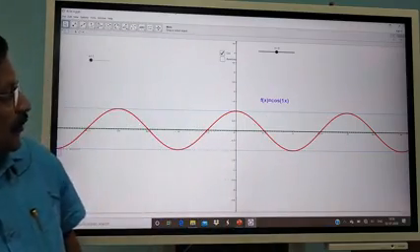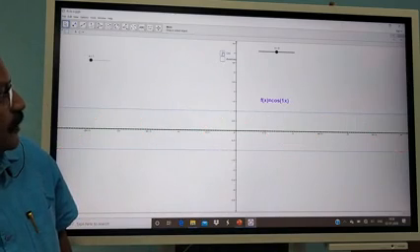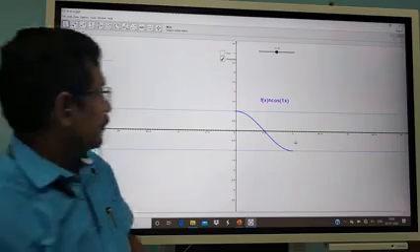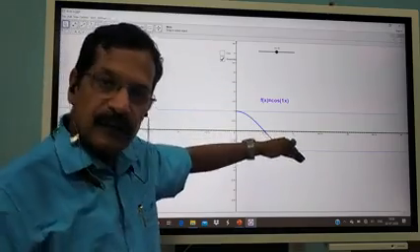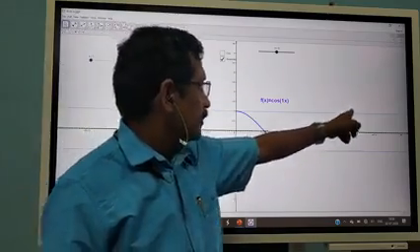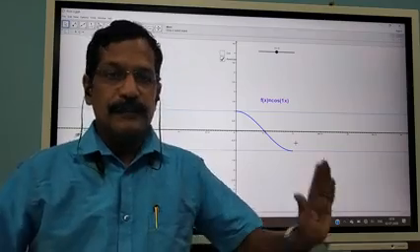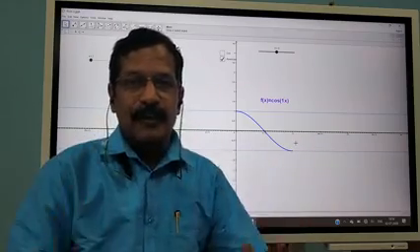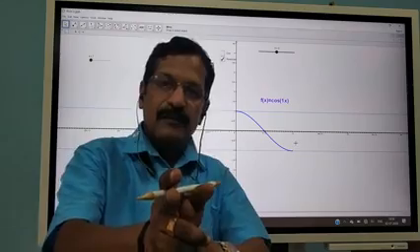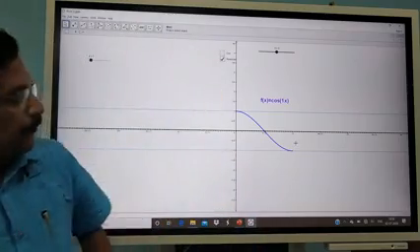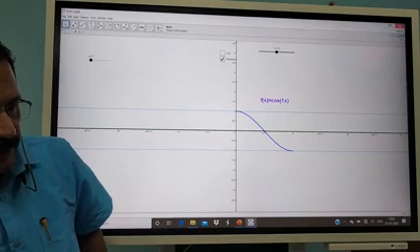I will show you the restricted branches. This is one of the restricted branches. In this branch, it is 1-1 and onto. And again, if you take this branch, again it is 1-1 and onto. So in that way we can restrict the domain to make the function 1-1 and onto, hence invertible. I am closing this GeoGebra.